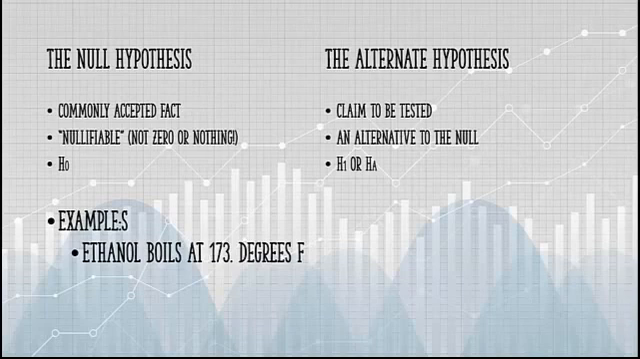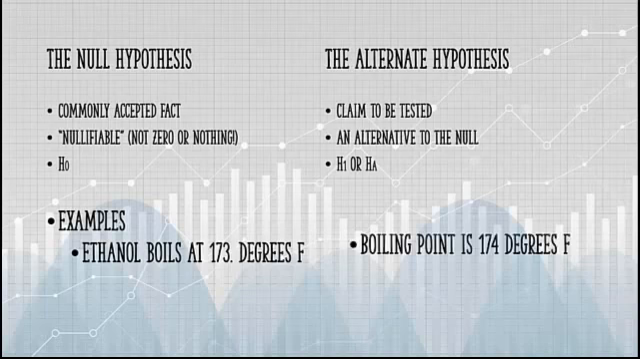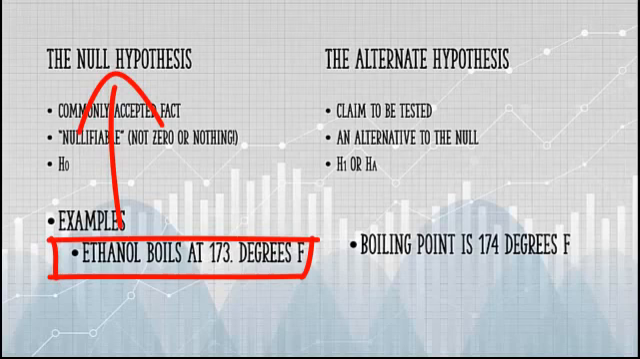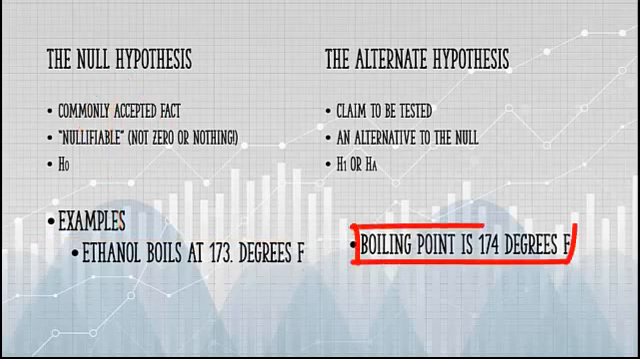It's an accepted fact that ethanol boils at 173 degrees Fahrenheit. Let's say you have a theory that ethanol actually has a different boiling point of 174 degrees Fahrenheit. The accepted fact that ethanol boils at 173 is the null hypothesis. Your theory, ethanol boils at temperatures of 174 degrees Fahrenheit, is the alternate hypothesis.